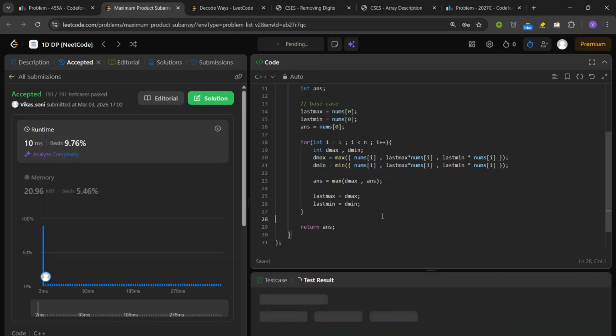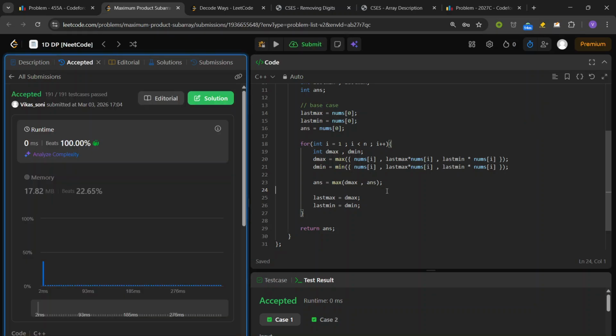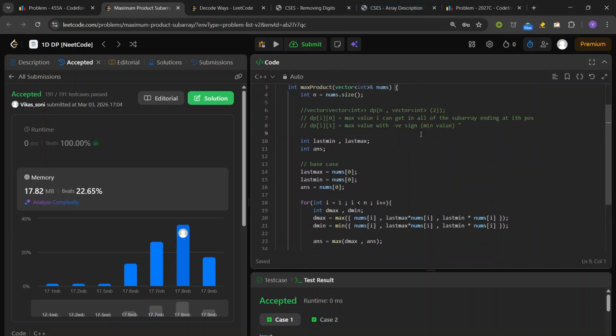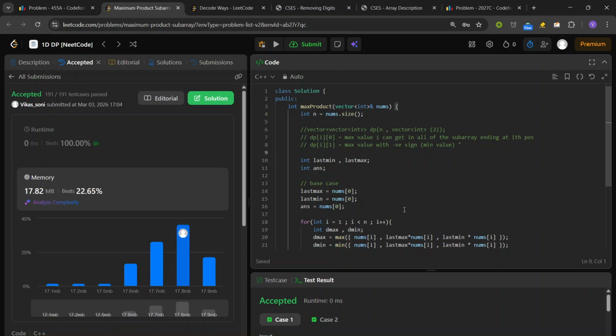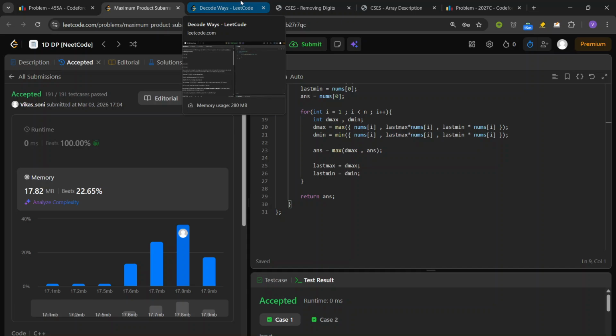Now you can see that my time complexity is O of n and the space complexity is O of 1 only, because I have two variables only, right? And just see, the runtime is only 0 milliseconds, and this beats all of the cases. I hope that you understand this question and also how to optimize the time and space complexity.